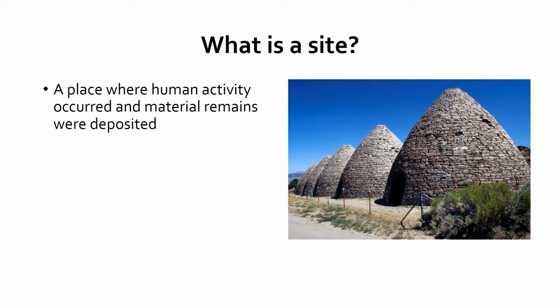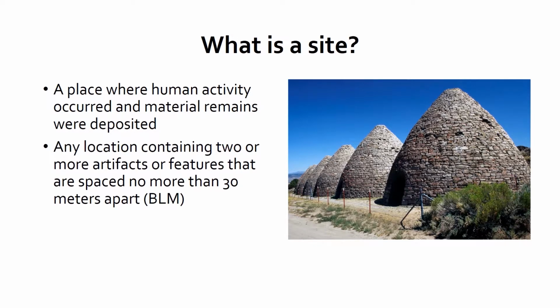So first, what is an archaeological site? A site is a place where human activity occurred and material remains were deposited. For example, the BLM decided that it's any location containing 2 or more artifacts or features that are spaced no more than 30 meters apart. So we have to put a boundary on an archaeological site, and they put a boundary of 30 meters.